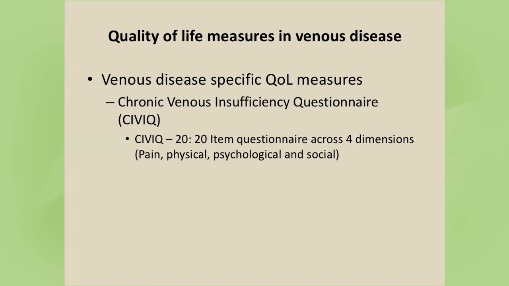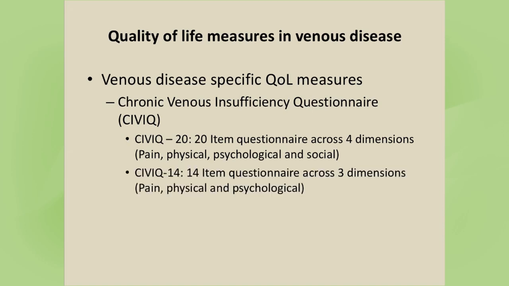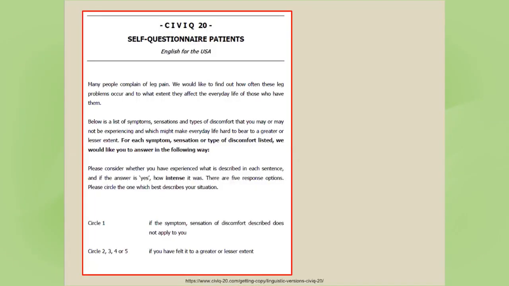Now, the CIVIQ questionnaire, there is a CIVIQ 20, which is a 20-item questionnaire across 4 dimensions: pain, physical, psychological, and social. And there is a 14-item questionnaire across 3 dimensions: there was some factorial instability in the social dimension between populations. And so they got rid of that in order to give the questionnaire more stability. And so that's the basis for this CIVIQ 14. Scores are actually generated for each dimension, and there's also a global index score, and it's country specific. And this one is for the US.